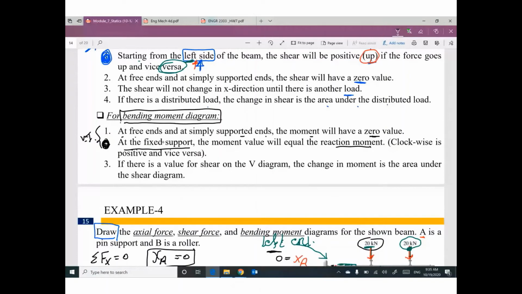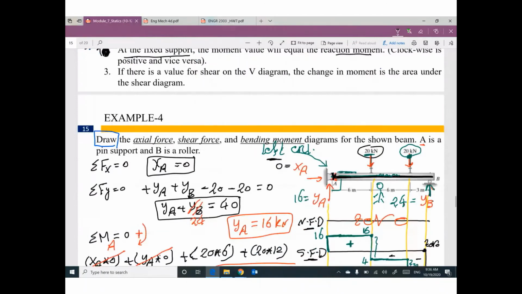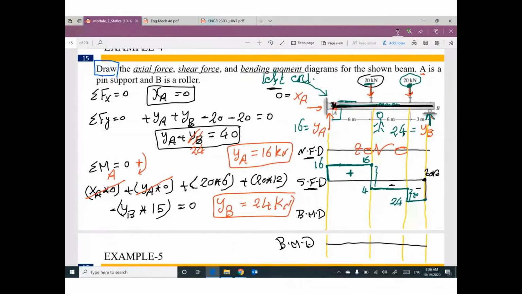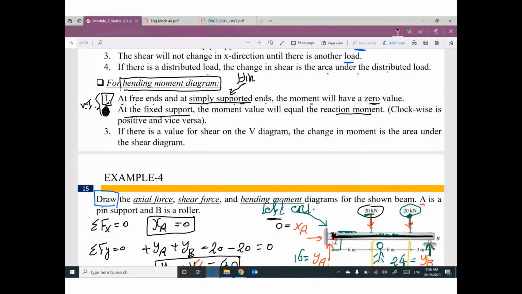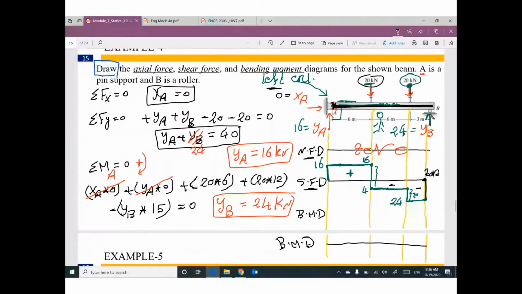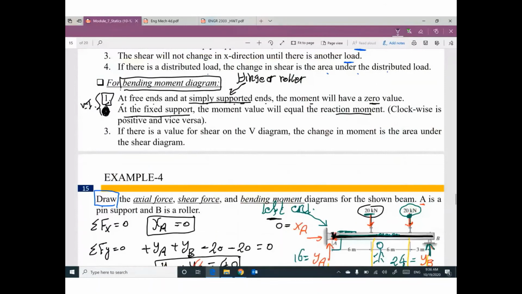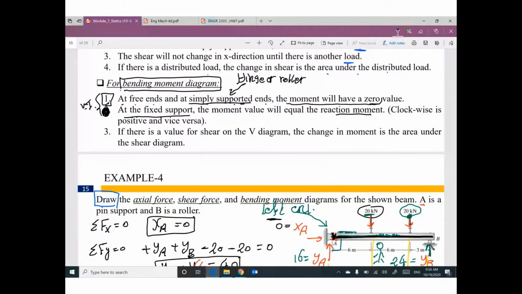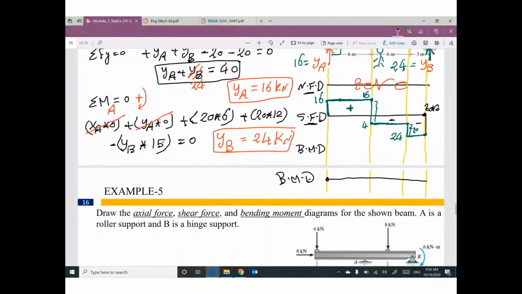Free end. We don't have a free end. We have simply supported. Simply supported means hinge or roller. Yeah, we have a hinge or roller at this end. We have a hinge. That makes sense. What is the value of moment? 0 value. So the first value of moment here will be 0.